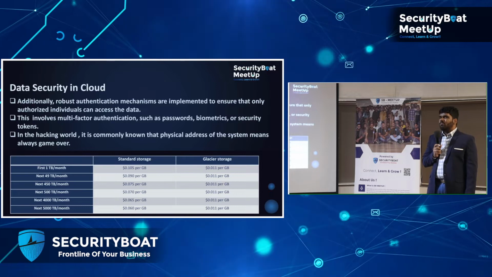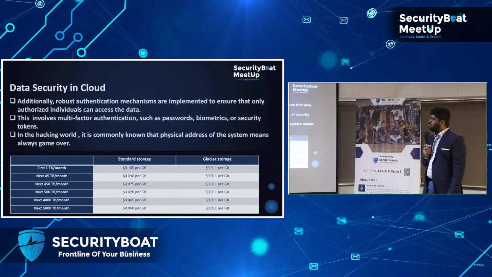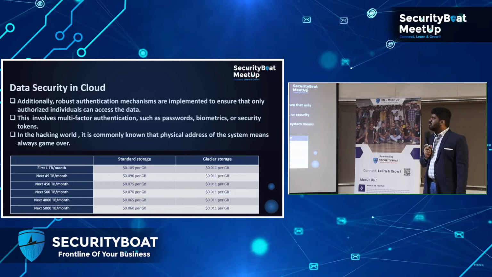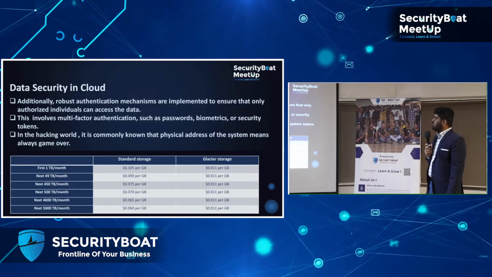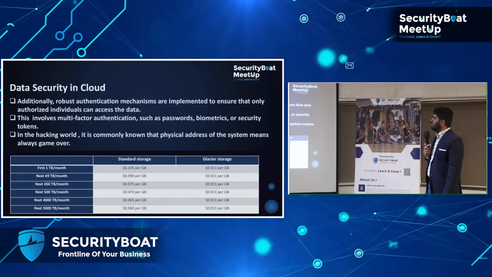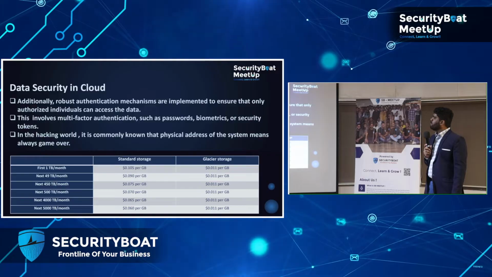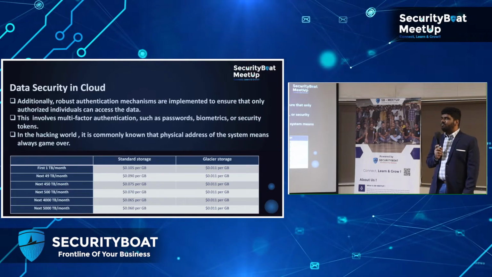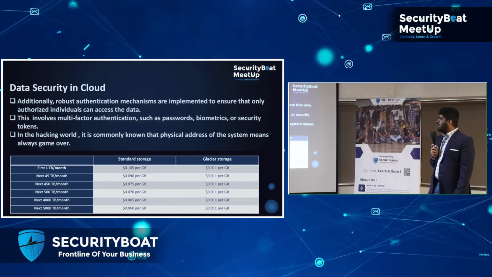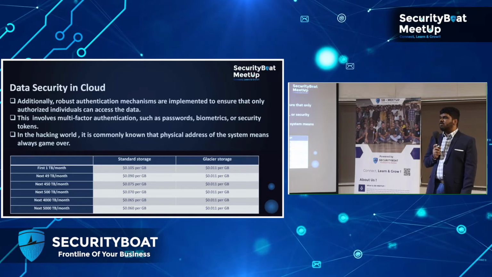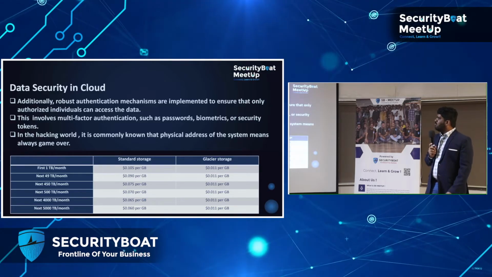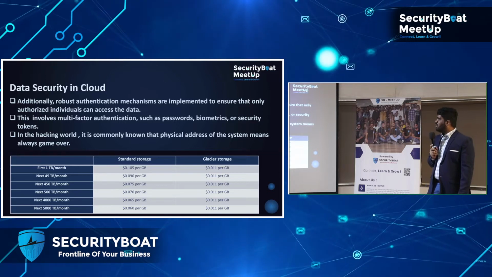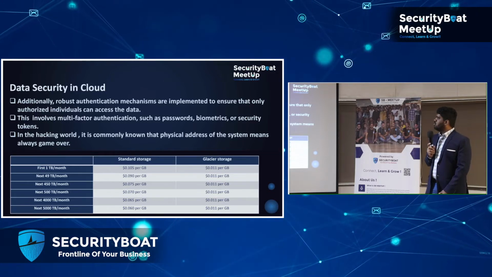But encryption is not the only method to secure the data. Another method is robust authentication mechanisms. Robust authentication includes multi-factor authentication such as passwords, biometrics or security tokens. In the hacking world, suppose the hacker gets your laptop's physical address, that is the MAC address, then the game is over. The entire system will be in the control of the hacker. So that's why robust authentication must also be there, which includes passwords, biometrics or security tokens. We move to the next slide.